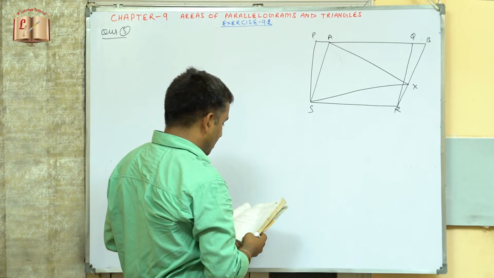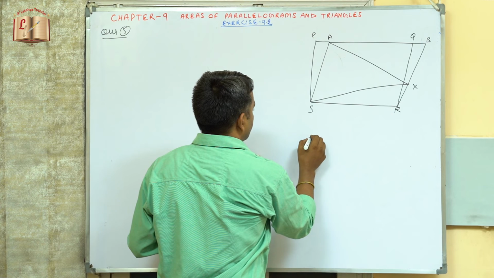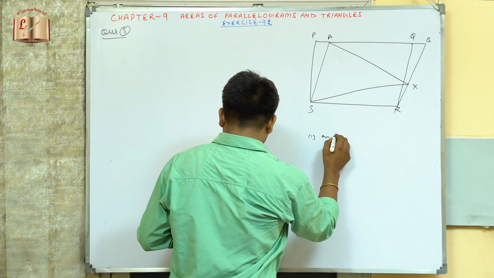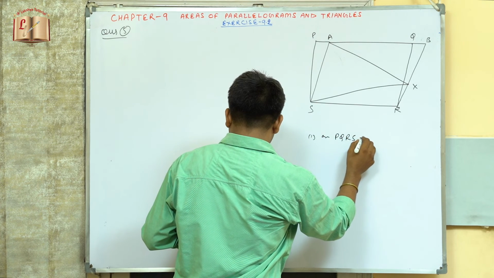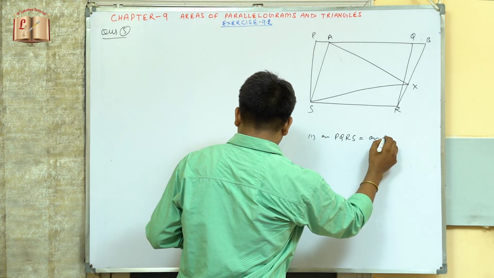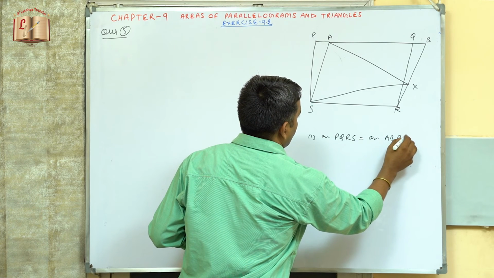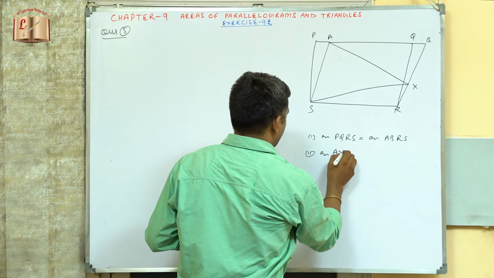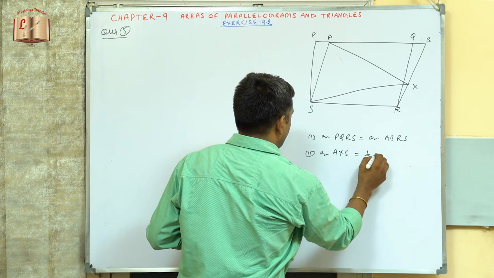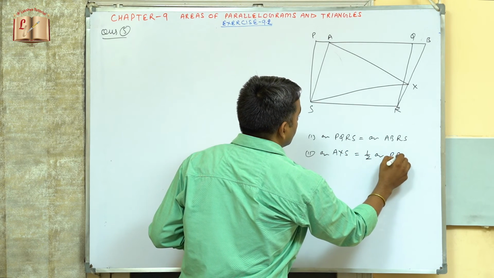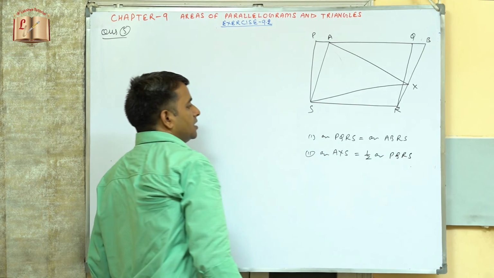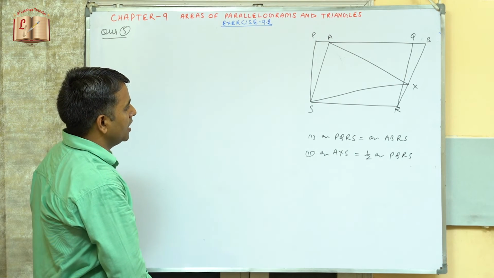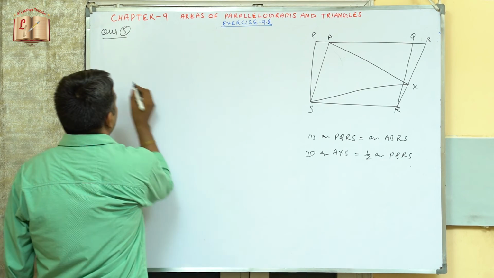So this is the diagram. Now here we need to prove that first one is area of PQRS is equal to area of ABRS, and second one is area of AXS is equal to half of area of PQRS. These two we need to prove.